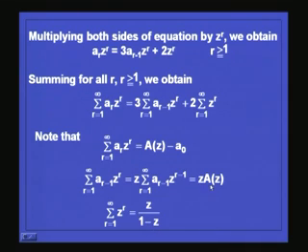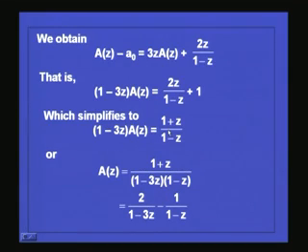Use these values in this equation, then you will get az minus a naught is equal to 3z az plus 2z by 1 minus z. But the boundary condition a naught is given to be 1. So, a naught you substitute the value of 1 here. So, az minus 1 is equal to this.